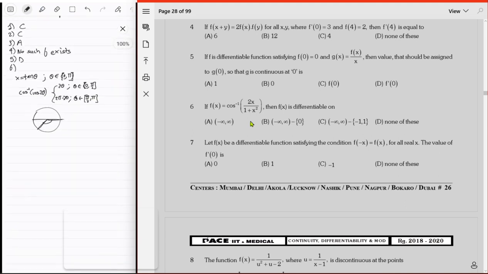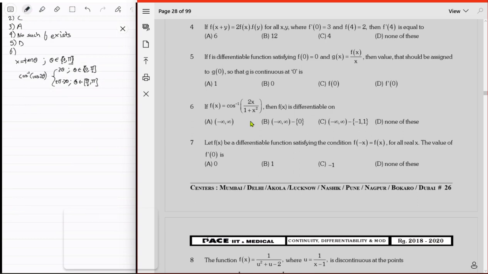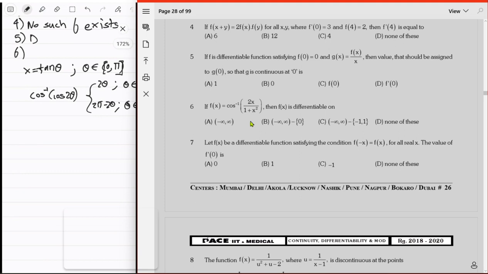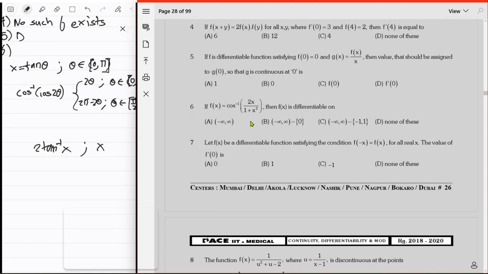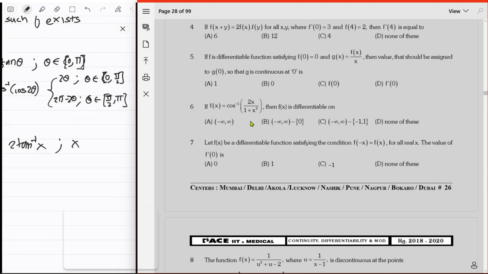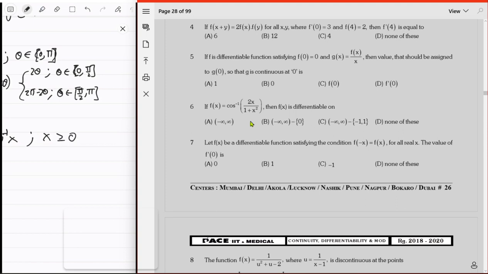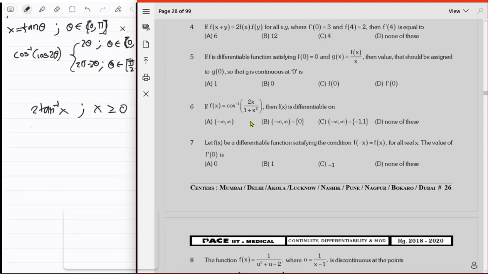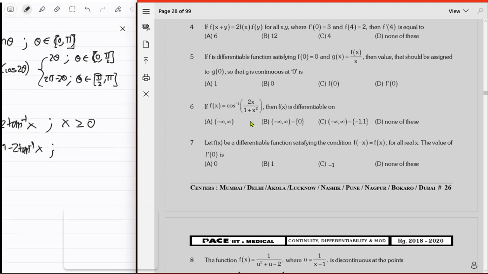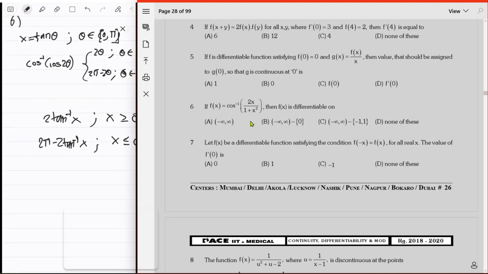All right, cool. So now, let's do the thing. So it is 2 tan inverse of x when x is positive, because at 0 it's just 0, and then at pi upon 2 goes to infinity. So whenever x is bigger than or equal to 0, it's this thing. And it is 2 pi minus 2 tan inverse of x when x is negative, right? So at x is equal to pi, it's going to be negative, and then at pi upon 2, okay, that makes sense. So whenever x is less than or equal to 0, it's this thing.